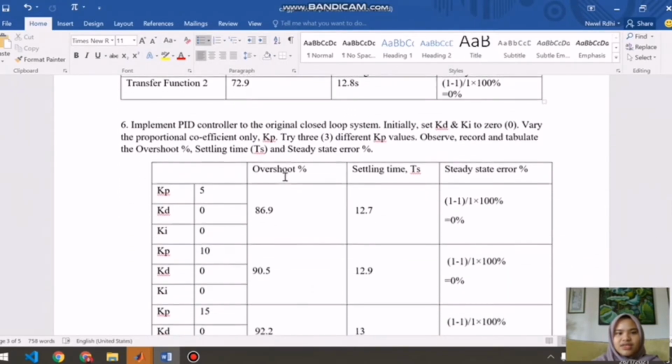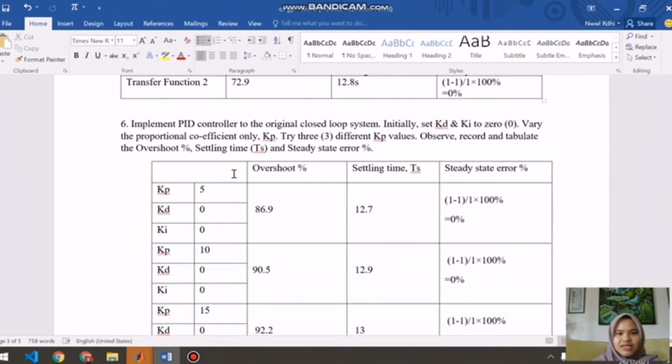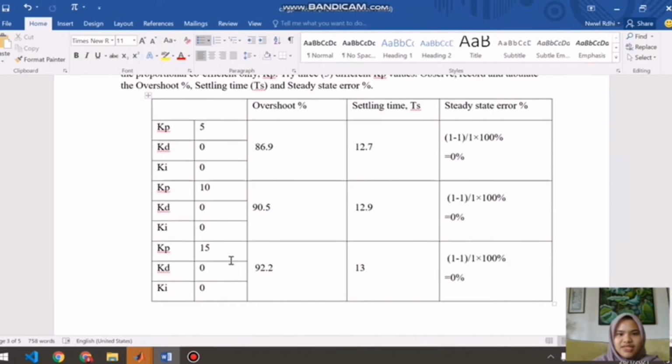Next, for question number 6, the question asks us to vary the coefficient of Kp and maintain the Kd and Ki at 0. So I use the values 5, 10, and 15, and this is my overshoot, settling time, and steady state error.